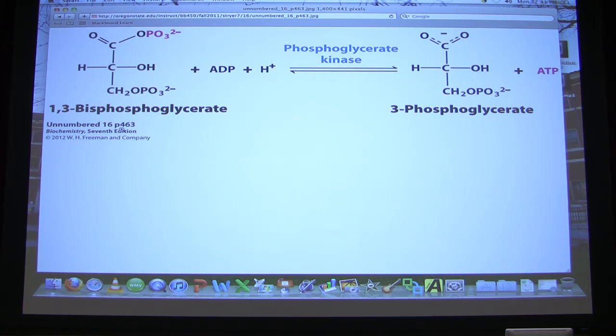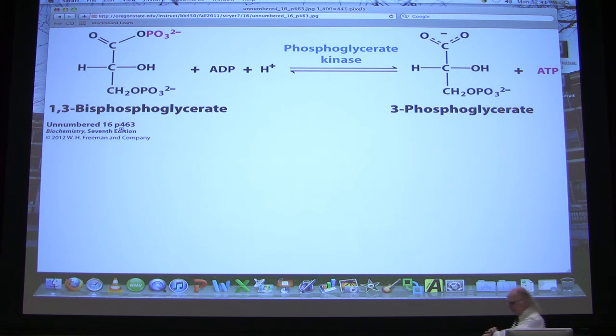Now, in order for this reaction to go forwards efficiently, and yes, it does, this guy's got to have a lot of energy, and it does. 1,3-BPG has more energy than ATP does, so therefore it can transfer the phosphate onto ADP and make ATP very efficiently. This type of reaction is a type of reaction that we haven't seen previously. We're actually making ATP using this step.